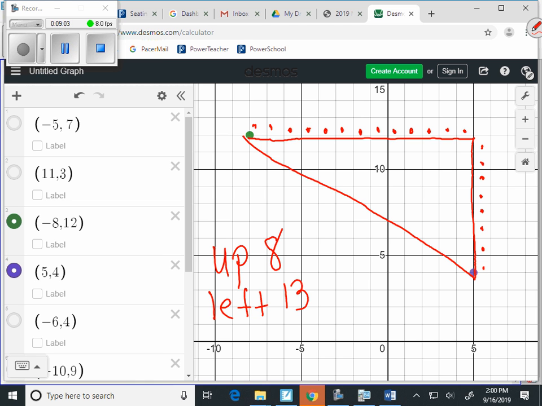So what we're going to do is cut those values in half. So instead of going up 8, now we're going to go up 4. Instead of going left 13, we're going to go left half of 13, which is 6.5. Start from the lower point. So we're going to go 1, 2, 3, 4, and then we're going to go left 1, 2, 3, 4, 5, 6.5.